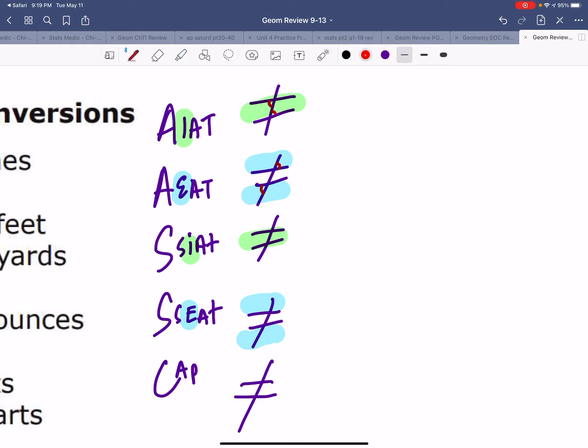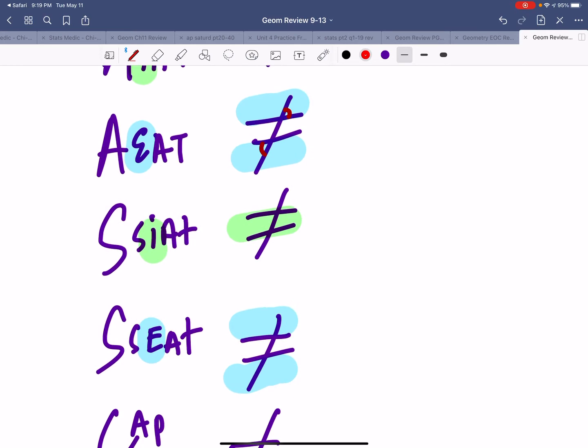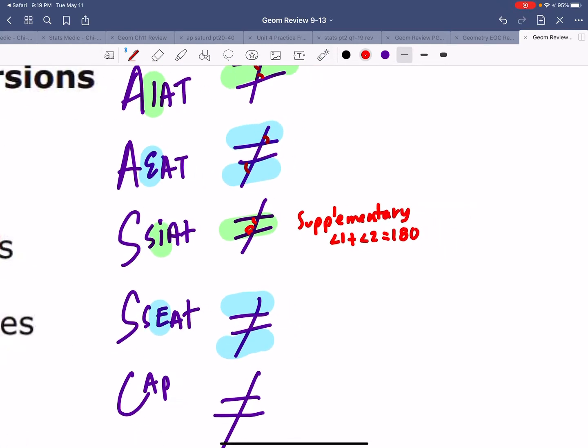So let's see. Same side interior. That would be this small one and this big one. Those are same side supplementary, meaning they add up to 180. They can't be equal because one's fat and one's skinny, right? Same side exterior. So let's put these both on the right. There's a skinny one and a fat one. They can't be equal. Same side supplementary again. I'll call this angle 3, and angle 4 are once again supplementary.